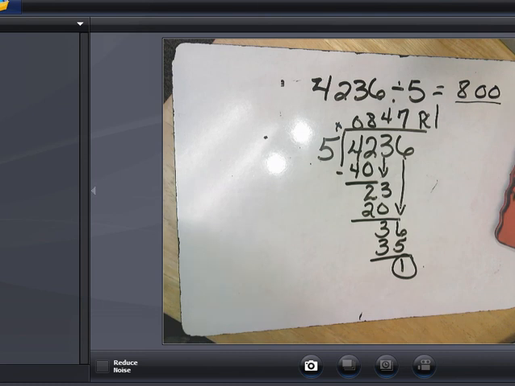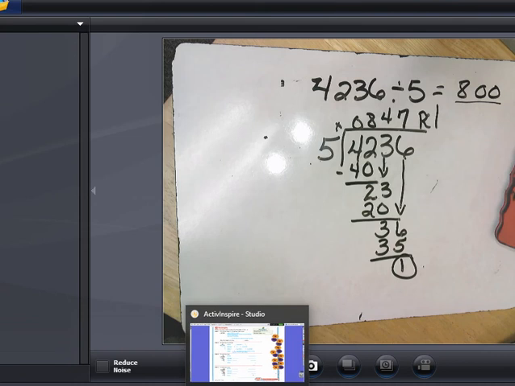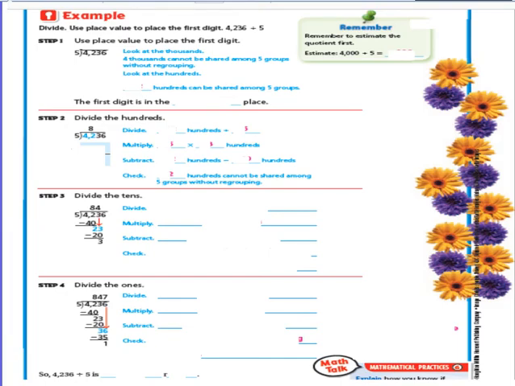So if you did this on the whiteboard with me, don't worry about filling in this page. It's been filled in here. Just know you got to divide, multiply, subtract, check. All right, let's move on.